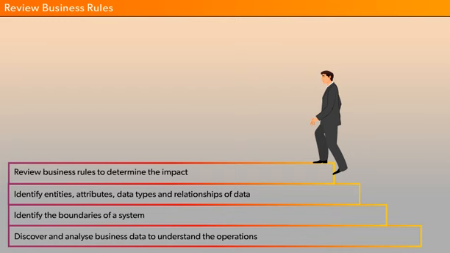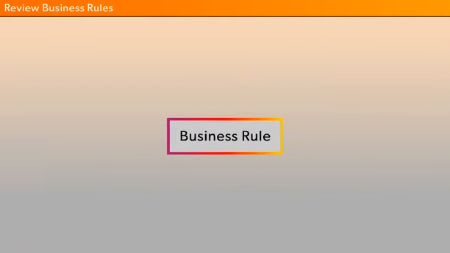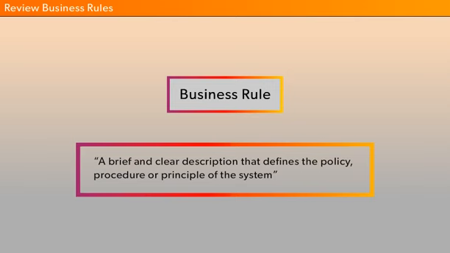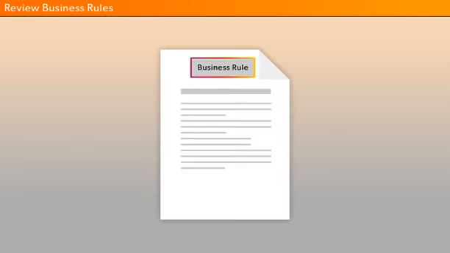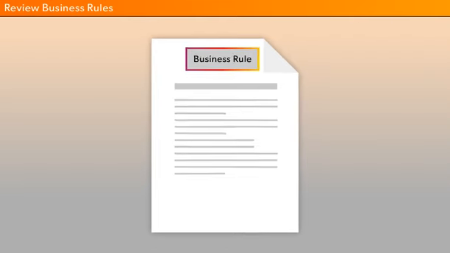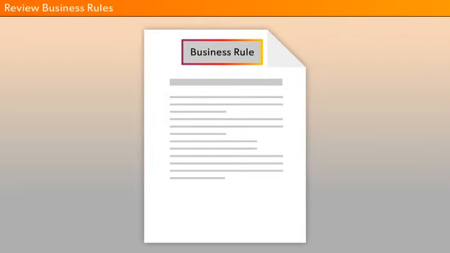The next step in the process is to identify the business rules. A business rule is a brief and clear description that defines the policy, procedure, or principle of the system. The database analyst should also consider the business rules for designing the database.